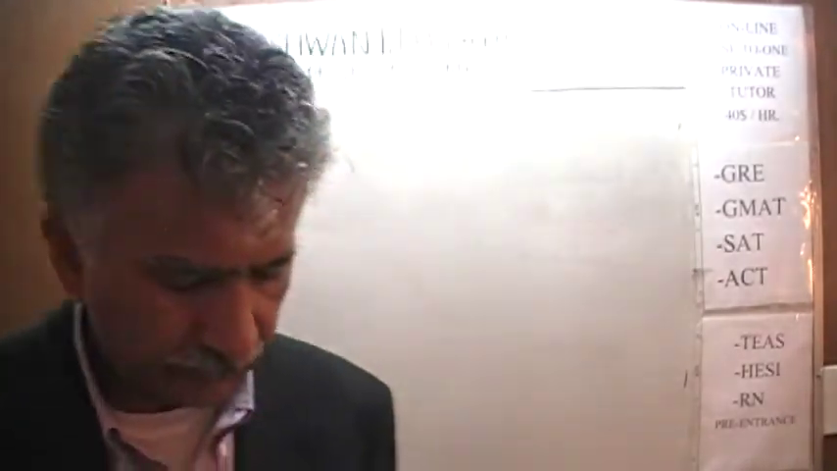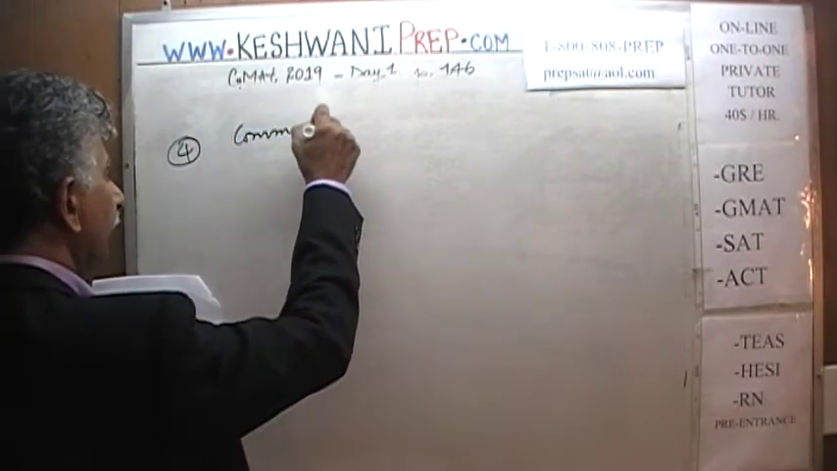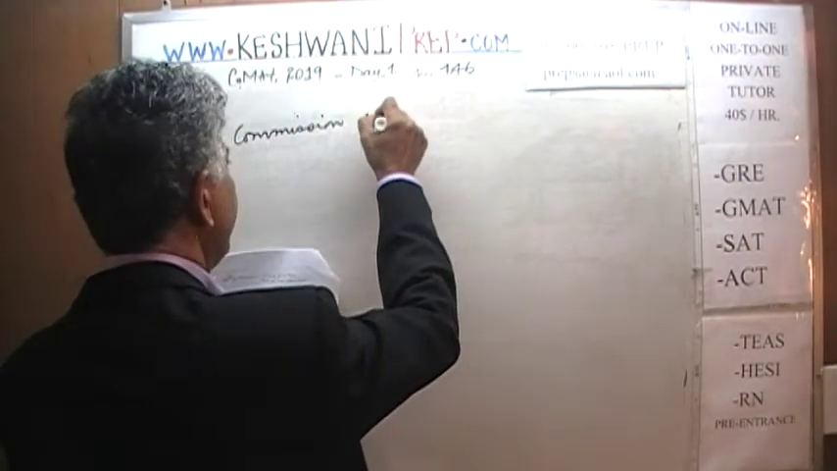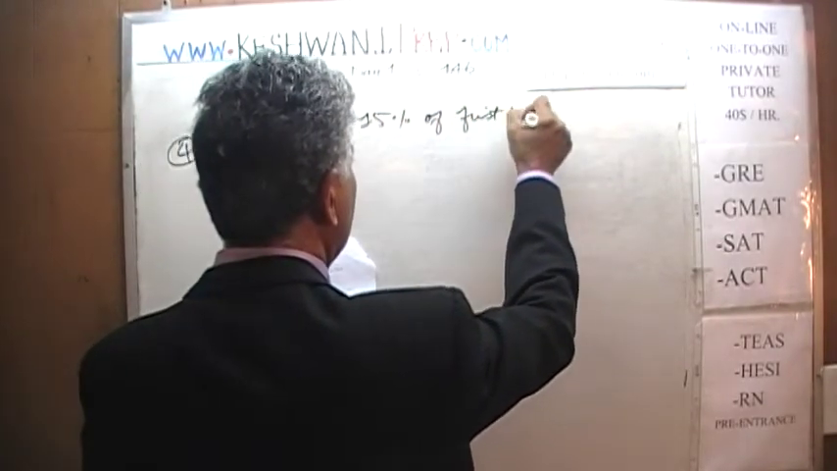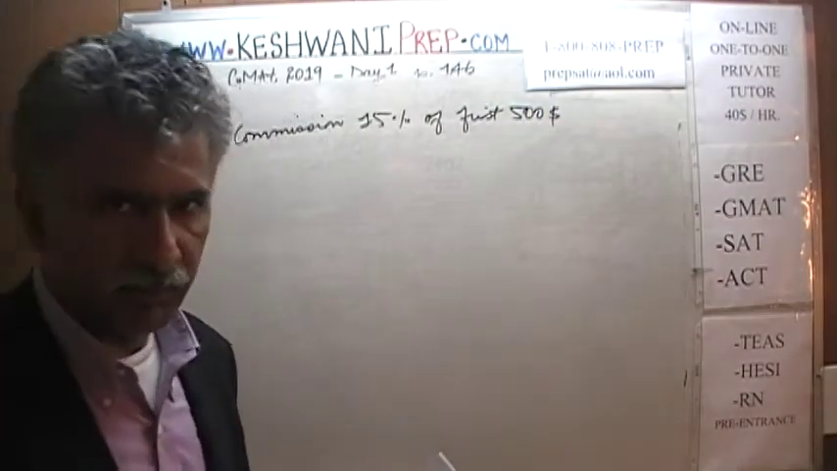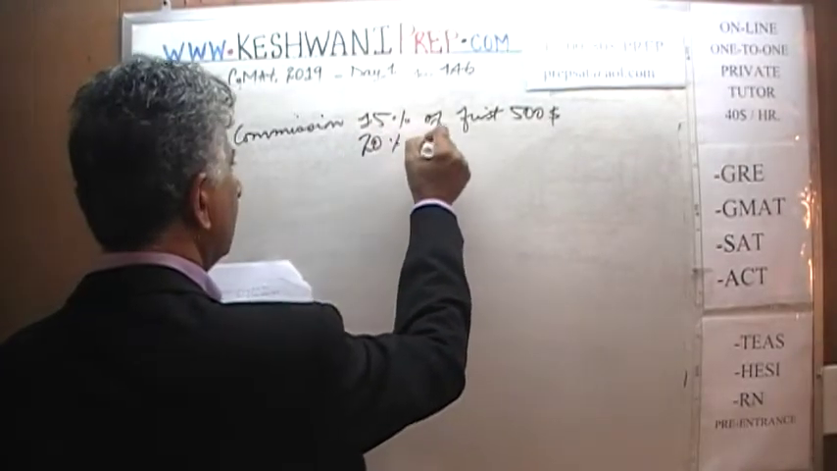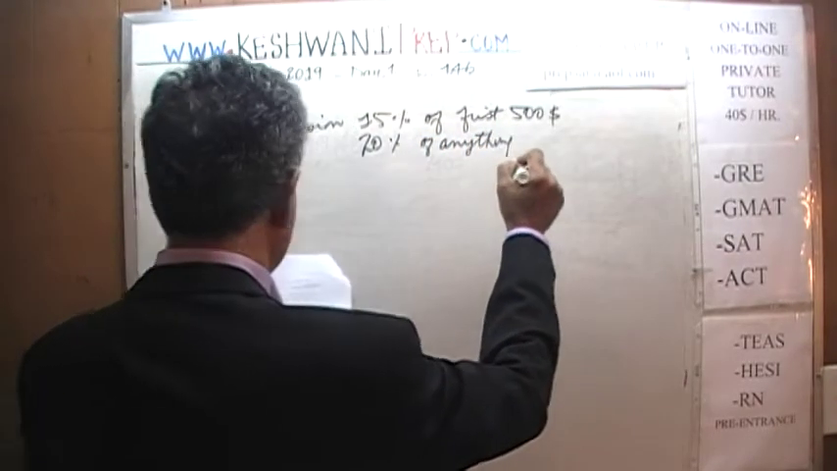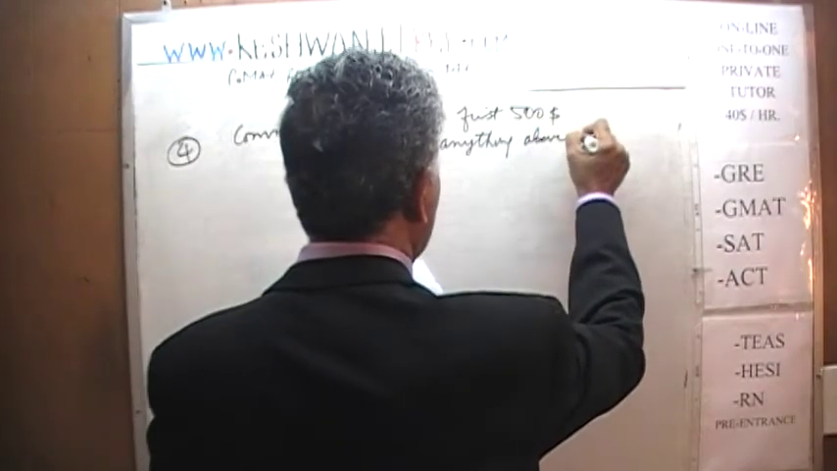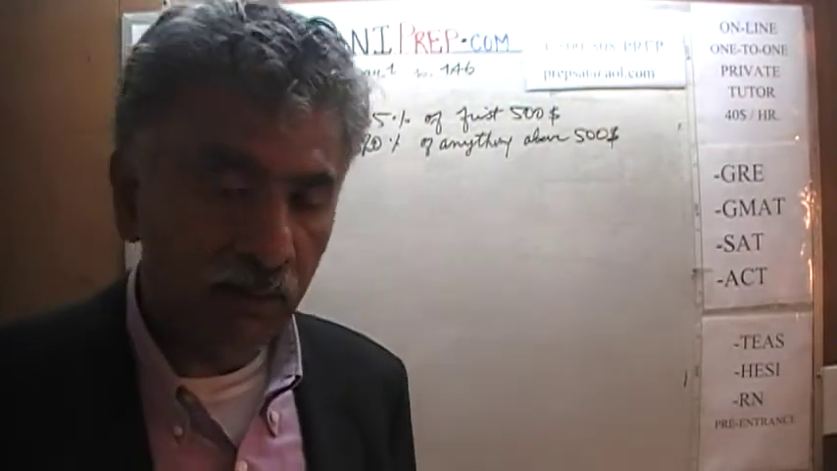Number four. It says that we are given commission, and the rate of commission is 15% of the first $500. I'm given 15% commission of the sales that I make. Of the first $500, I get 15%. Anything after that, I get 20% of anything above $500. Any sales that I make above 500, I'm paid 20%.